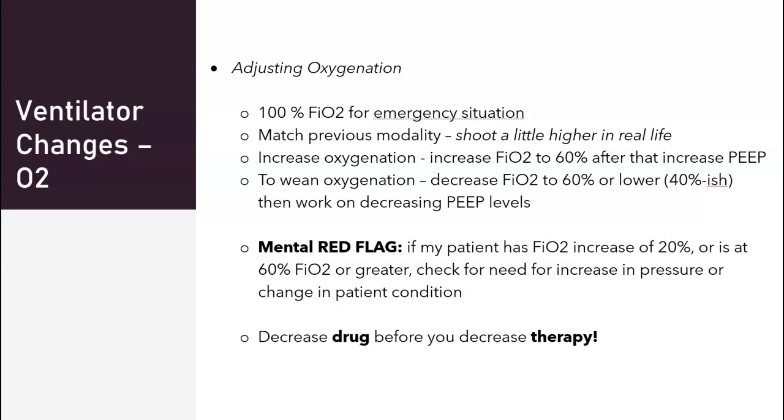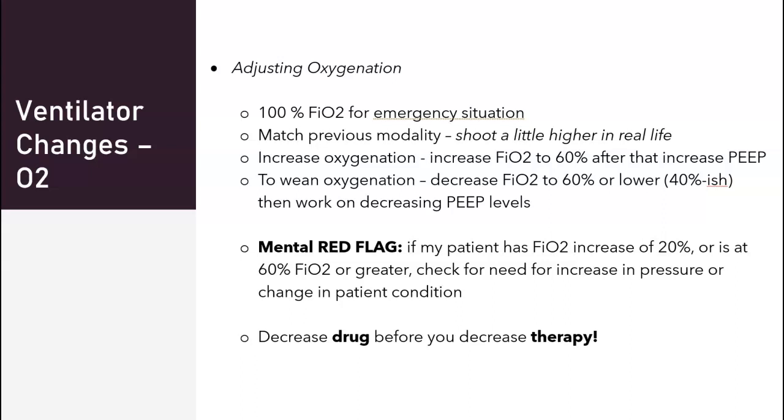While you are on the ventilator, if you're starting to have increased oxygen needs, per Lindsay Jones, you increase your FiO2 up to 60%, and after that you increase your pressures by increasing your PEEP or your EPAP or your CPAP. And then weaning down, you decrease your FiO2 down to 60%. I also like to go a little bit lower because around 40-ish you can support your patient on a nasal cannula, and then work on decreasing your PEEP.